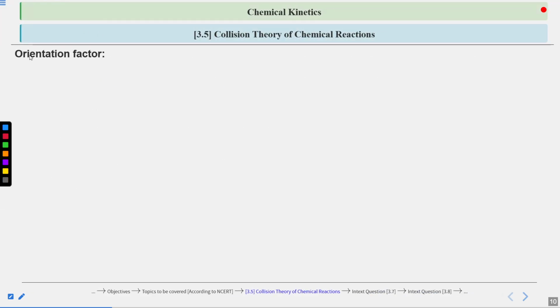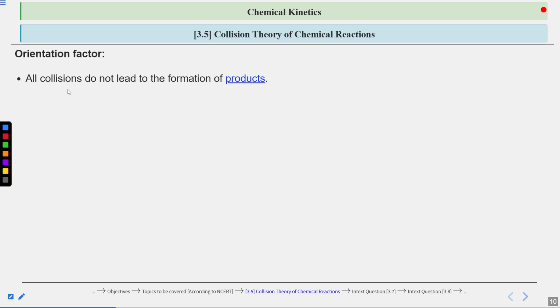Okay, now let's talk about the orientation factor. All the collisions do not lead to the formation of products. When a reaction is happening, the reactants are undergoing different collisions in different orientations. What does this word orientation mean? It is the placement of the reactant molecules with each other to collide in a particular direction so that they will form the product.